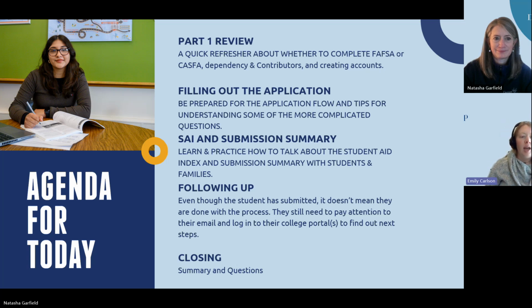So today we're going to be doing a quick review of the FAFSA-CASFA Fundamentals Part 1. We'll go into filling out the applications. So we'll show you some screenshots of what the FAFSA and CASFA look like. We'll talk about what the applications mean. So at the end, you'll get a number called the SAI and a submission summary. So we'll talk about what those are and how to talk about them with students and families. And then we'll talk about next steps. So after you submit the applications, what comes next.